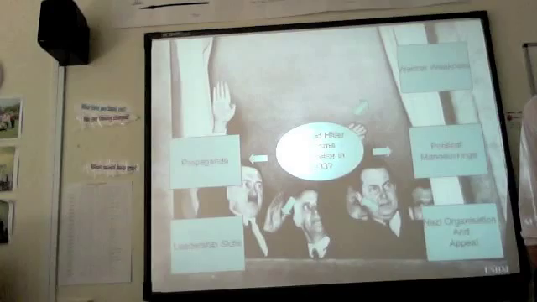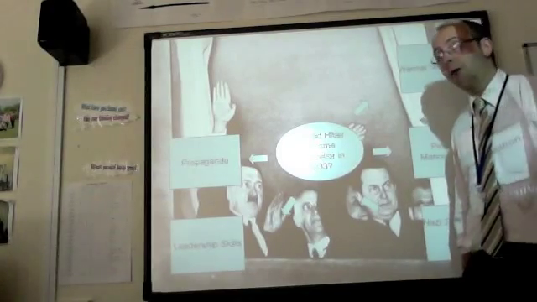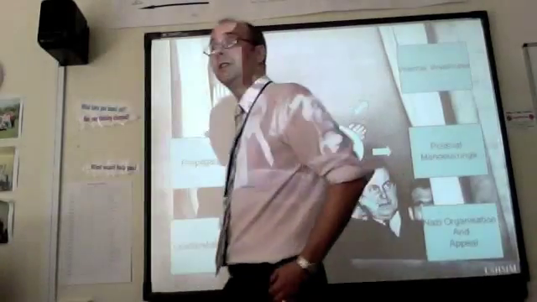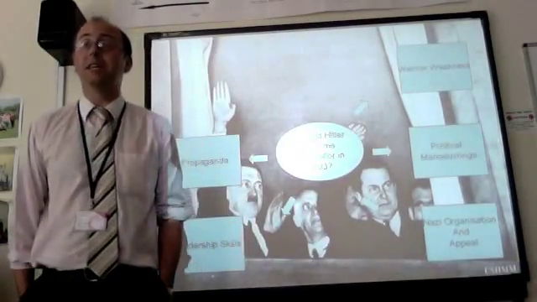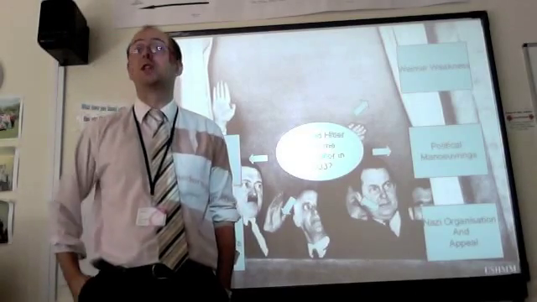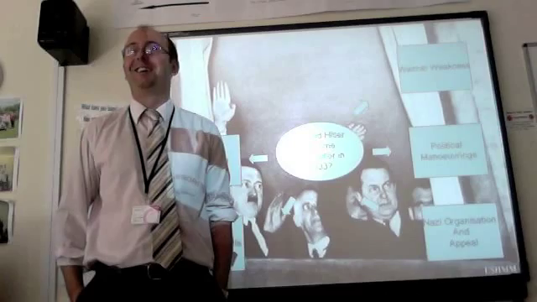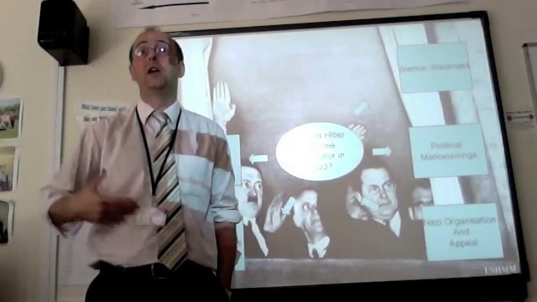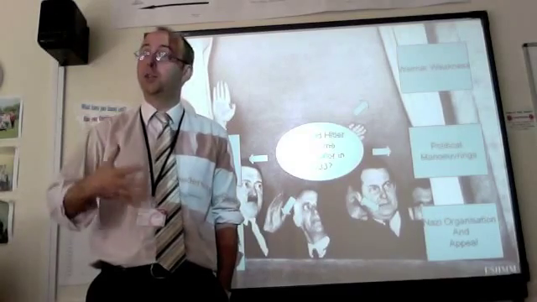Propaganda. The Nazis knew how to get their message across. How did they do it? Tell me. How did they get their message across? Speaking. He was a great speaker. Posters. Hitler, the Hitler Youth, the marches, the parades, the use of the cinema, the use of music.